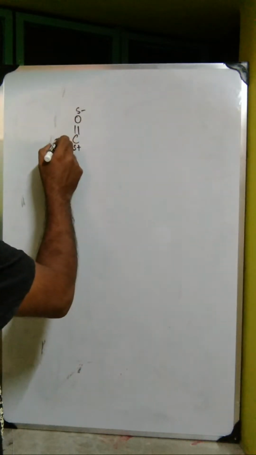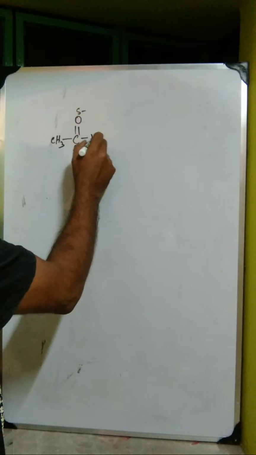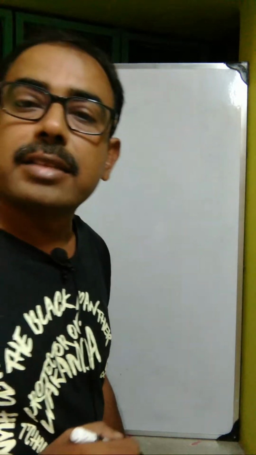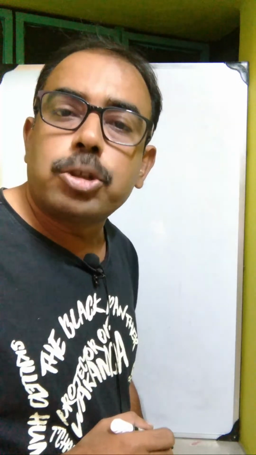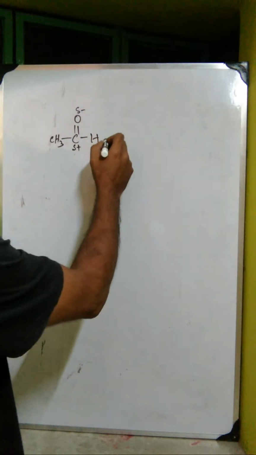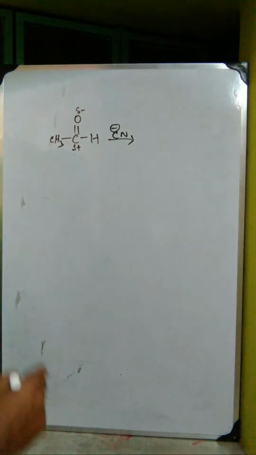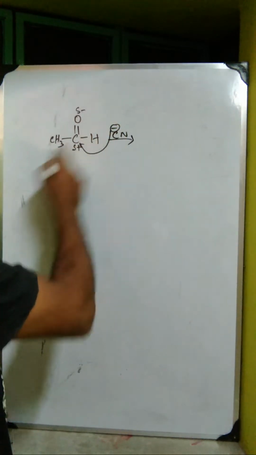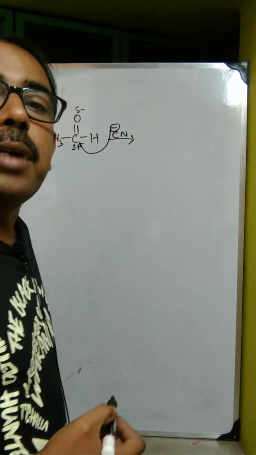Okay, so let's see what happens with acetaldehyde. Here I am writing CH3 and here is H. Say we react acetaldehyde with HCN, hydrogen cyanide. HCN will dissociate into H plus and CN minus. The CN minus here is the nucleophile which will attack this carbonyl carbon. When it attacks the carbonyl carbon, carbon cannot make more than 4 bonds, so one of the pi bonds has to be broken.